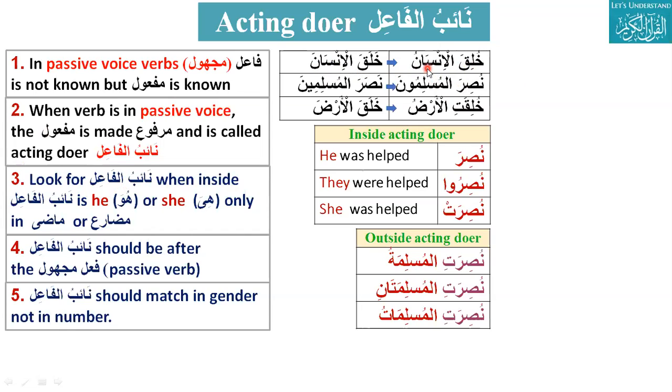Here, Naim bhai: the human was created. So here insanu is a naibul fa'il. How can we recognize this naibul fa'il? It comes after the passive voice verb and is marfu'. We have to look for a naibul fa'il when the verb is passive voice, and the doer inside is he or she.